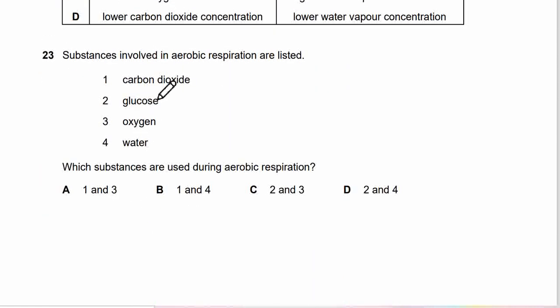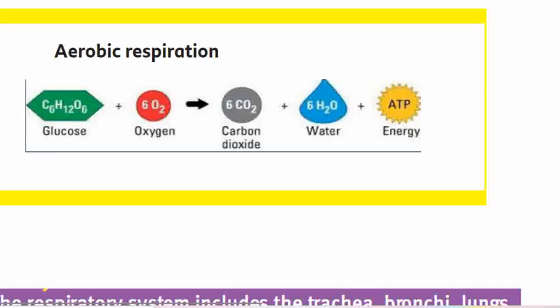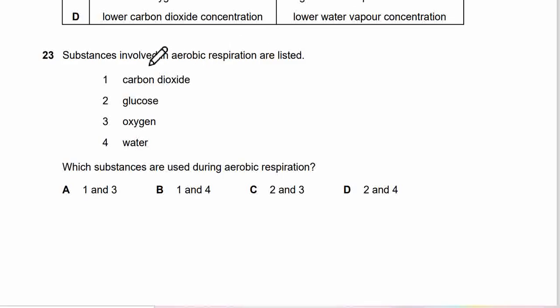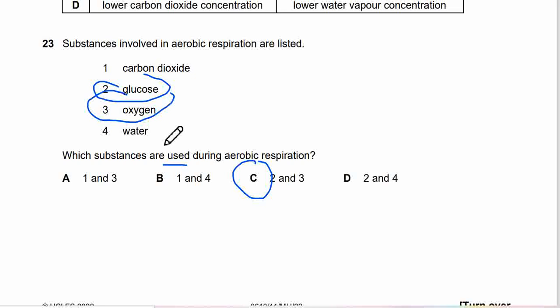Question 23. Substances involved in aerobic respiration are listed. Which substances are used during aerobic respiration? Let's see the equation for respiration. So this is the equation for aerobic respiration. It is glucose and oxygen produce carbon dioxide, water, and energy. So the substances used are glucose and oxygen. So question 23, the answer will be 2 and 3. Water and carbon dioxide are the products, with energy.